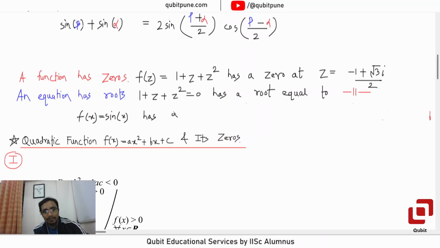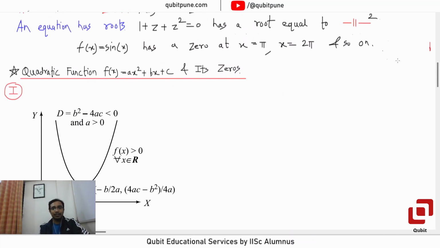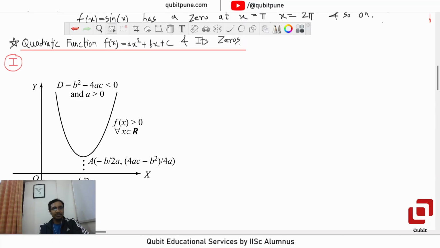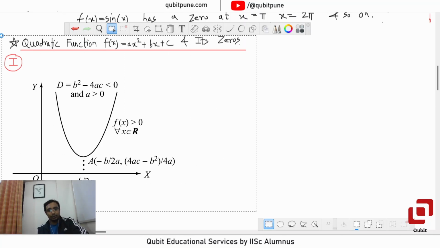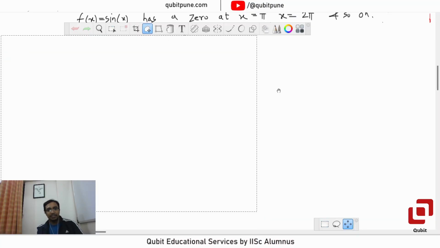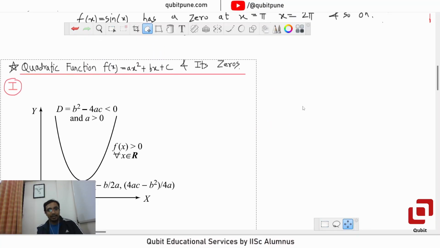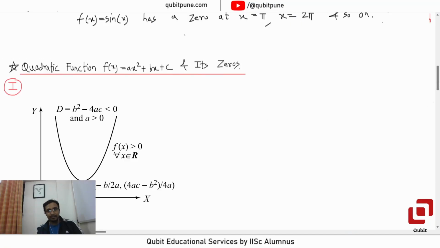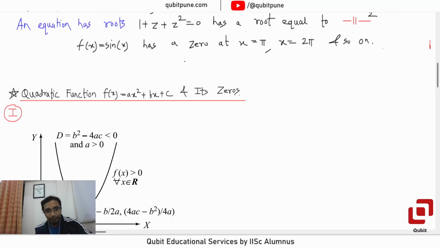Sin x has a zero at pi, because sin pi is 0, and at x equal to 2 pi, and so on. That is not very interesting because it's something that we already know. Somebody who's looking at trigonometric functions for the first time might say, oh, that's interesting. But this Riemann zeta function has some characteristics which are not yet correctly understood.